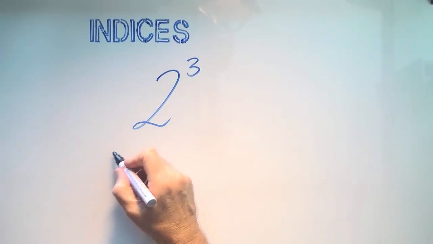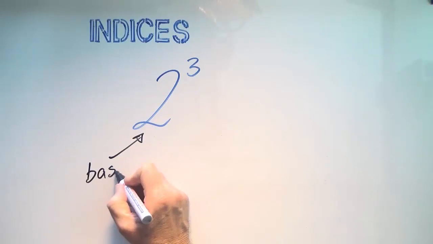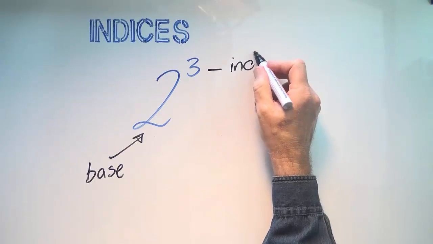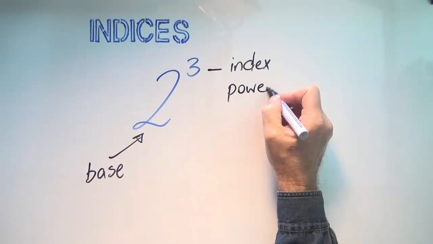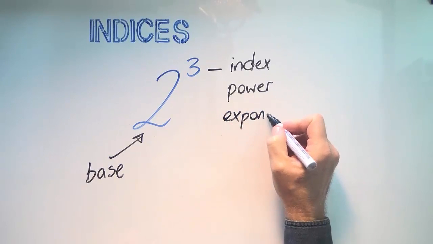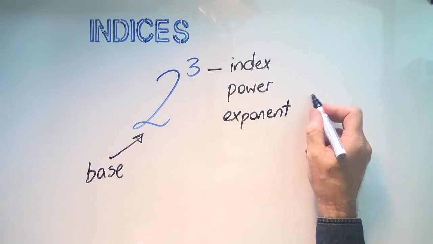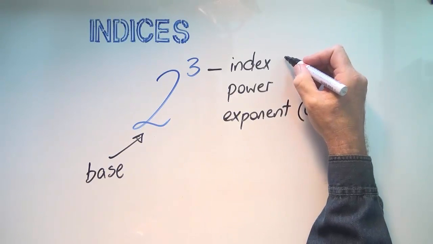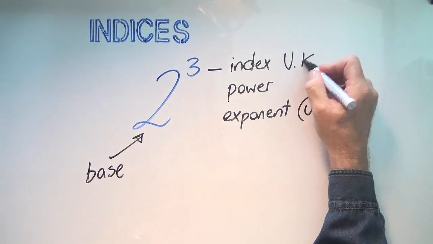This part here is called the base, and this part here is called the index or the power or the exponent. Now, these are usually called exponents in the US and index or indices in the UK.